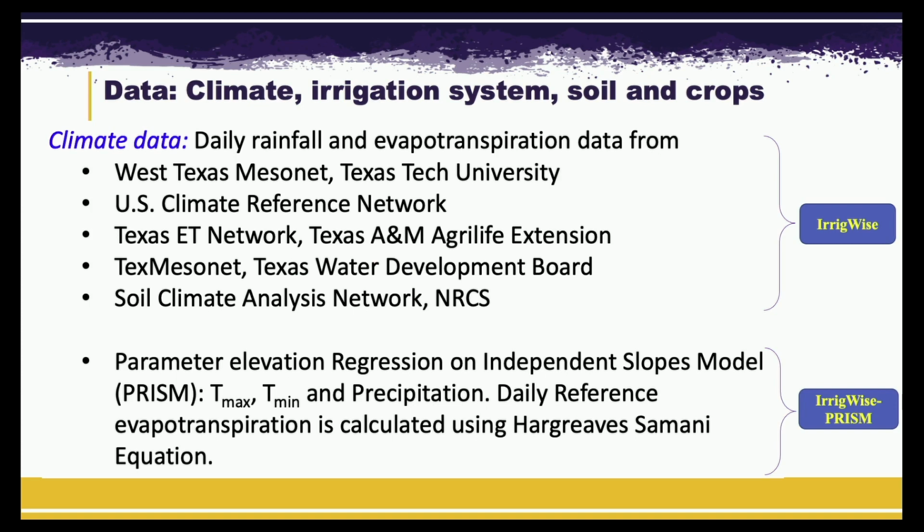In this irrigation tool, we have weather data from these weather networks in Texas. And in this case, we have enough data for calculating reference evapotranspiration based on the Penman-Monteith equation. But in this Irrigation Prism, we use this PRISM gridded climate data. In this case, we have minimum temperature, maximum temperature, and rainfall. And based on minimum and maximum temperature, we calculated reference evapotranspiration based on the Hargreaves-Samani equation, whereas in the other case it is the Penman-Monteith equation. So you can calculate reference evapotranspiration using different equations.